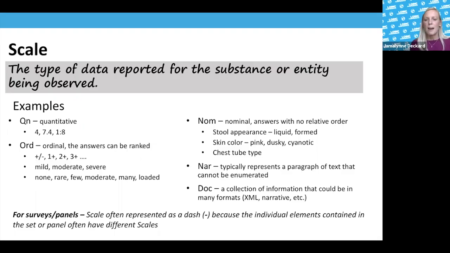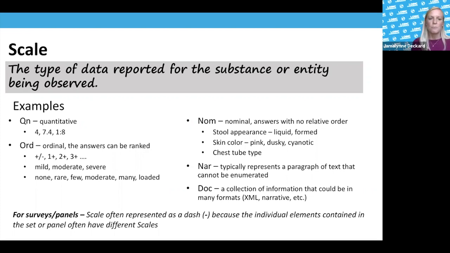Don't mean that it's a document per se. It's really meant to represent that collection of information. It could be in the form of a PDF that it's resulted. It could be in an XML. It could be narrative. The collection of information could be narrative with some structure or very little structure. But the main purpose of it is that it is a collection of information.